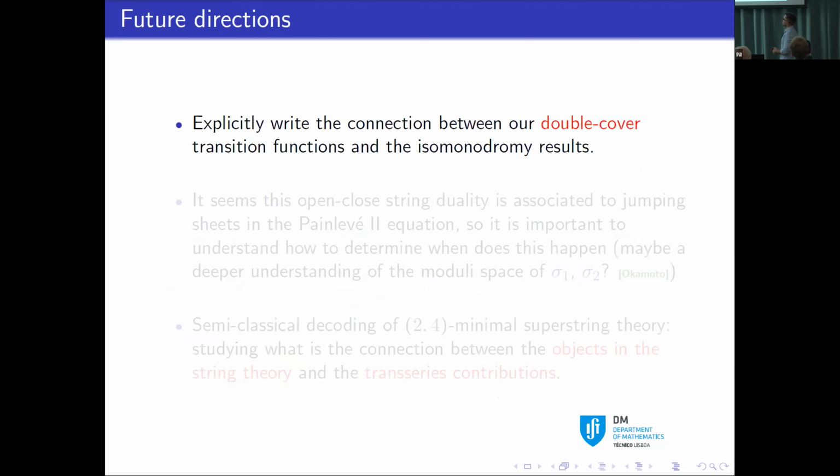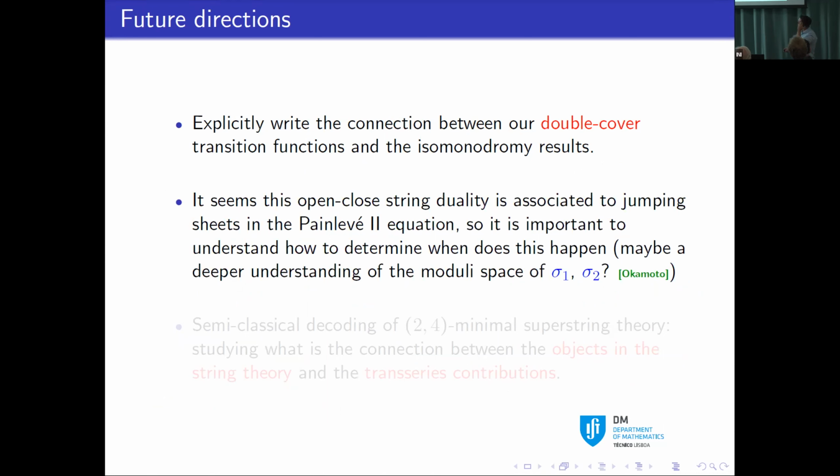So let me just discuss a little bit of future directions. One of the nice things that we could do from here on is, of course, write explicitly the connection between these double cover transition functions, which we know close after 4 rotations, and try to get them from the isomonodromy problem, applying this local reduction theorem. But it also seems that this open-closed string duality is associated to jumping sheets, as I said. So it's important to understand how to determine when this happens. Like, how can we determine that we jumped a sheet and not that we crossed a Stokes line? So this is another question that we can ask ourselves.